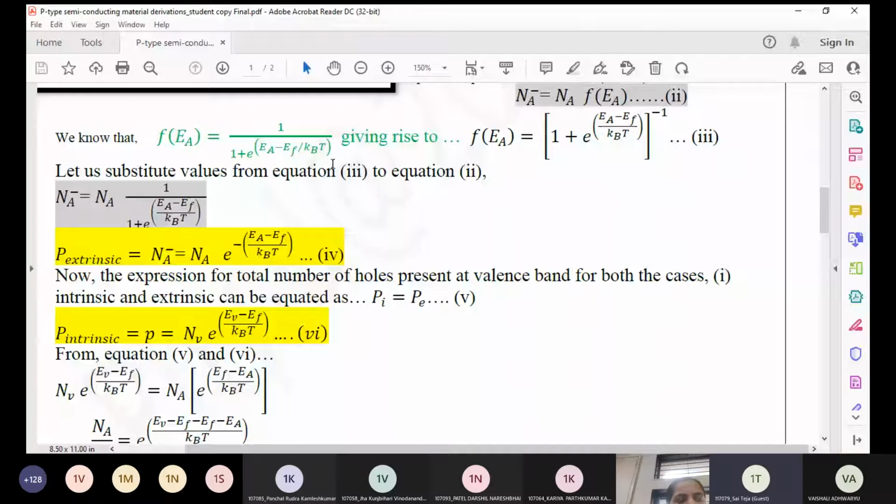So now, as we know that the number of holes present in the valence band is due to both intrinsic and extrinsic process, we can consider that the number of holes for intrinsic semiconductor is equal to the number of holes for extrinsic semiconductor. So we can write it as Ni is equal to Nh. That is what I have considered. And in this PDF, it is Pi is equal to Pe. We know that.